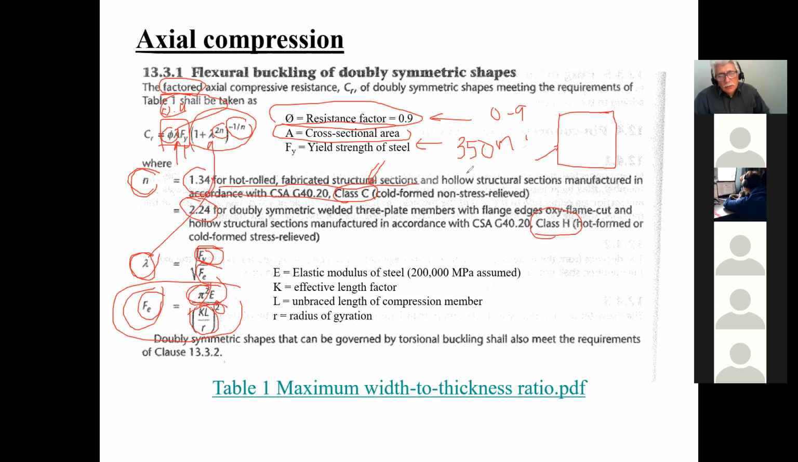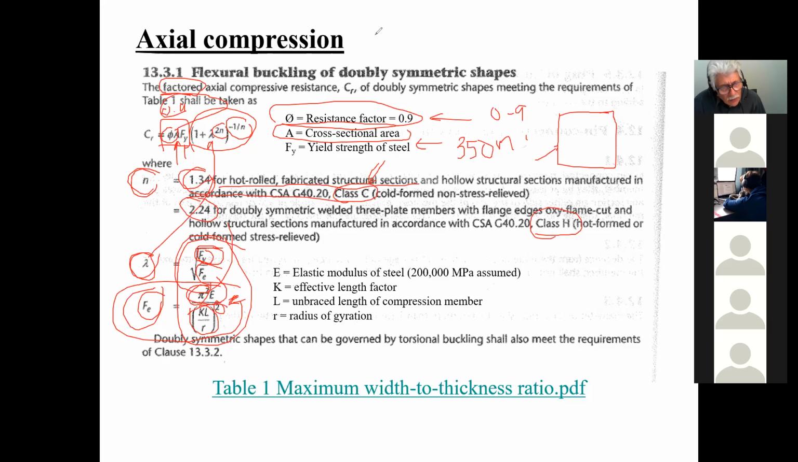So the n value, nine times out of 10, if not 10 times out of 10, if it's double symmetric, you'll be using 1.34. And the lambda is calculated based on these two formulas. One, you calculate the buckling resistance of the column, and then you calculate the lambda value. So that's the equations, okay?